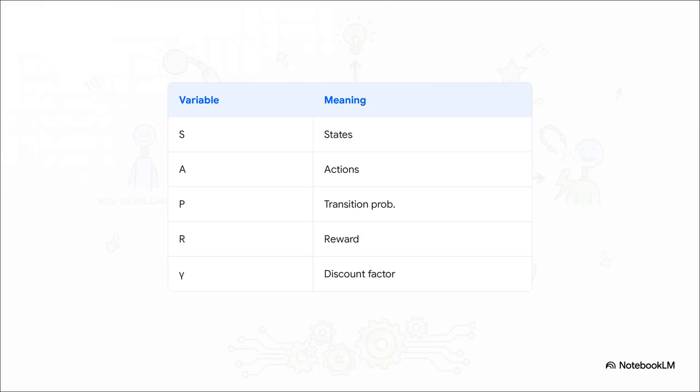So, what are the exact ingredients making up this MDP framework? Well, we have S for the set of states the environment can be in. A stands for the possible actions the agent can take. P is the transition probability, basically the odds of landing in a specific next state. Then there's R, the reward function. And finally, we have gamma, which is the discount factor. Gamma is super important because it tells the agent how much to value immediate rewards versus future delayed ones.